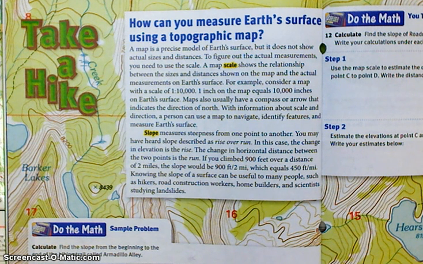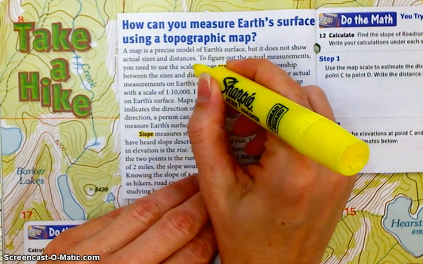And it says, how can you measure Earth's surface using a topographic map? Well, hopefully you guys know that a map is a precise model of the Earth's surface, but it doesn't show actual sizes or distances because those actual sizes and distances are far too big. So we scale them down so that they fit on a map. Okay? A map scale shows the relationship between the sizes and distances shown on the map and the actual measurements on the Earth's surface. Okay? That's important for you to know.